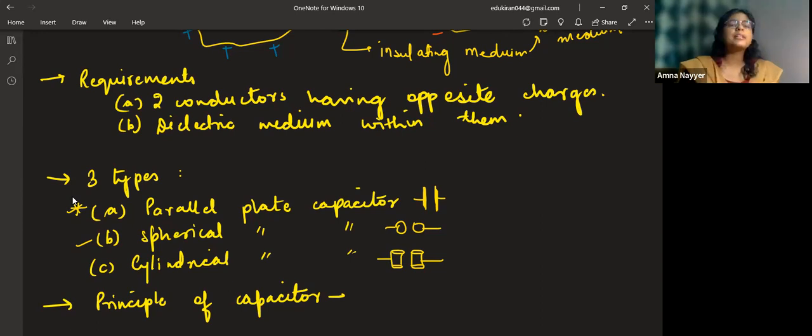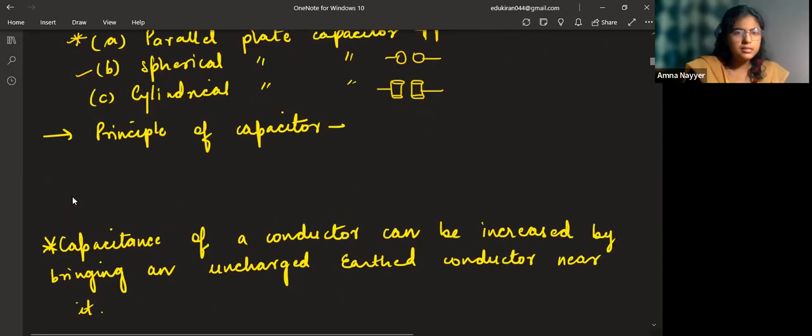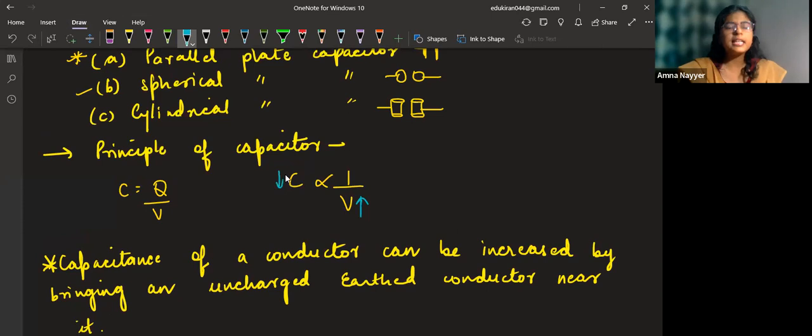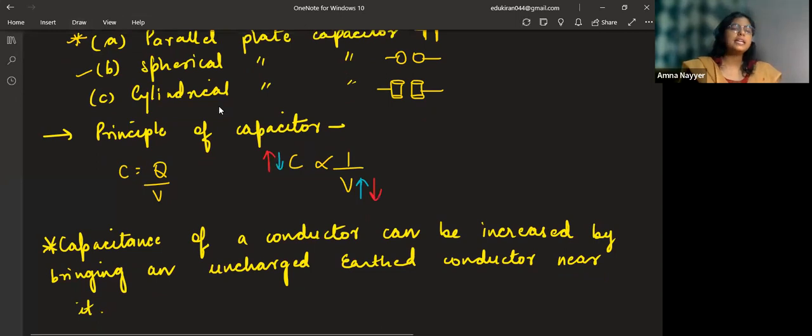Now, before starting with parallel plate capacitor, the principle of capacitors. See, if you look at the formula, C is equal to Q divided by V. Can you tell me the relation between capacitance and potential? Capacitance and potential are inversely proportional to each other. If this decreases, this increases, right?